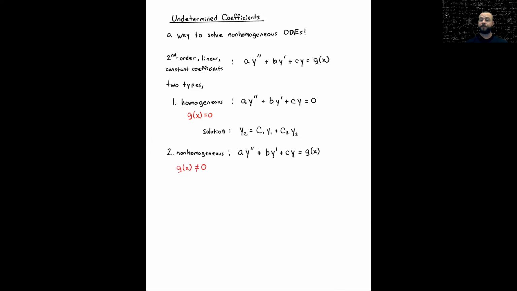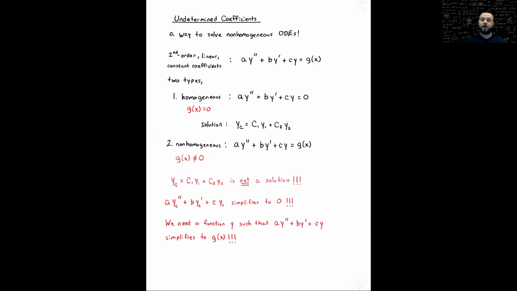All right, the topic for this lecture is non-homogeneous ODEs, where the right-hand side is not zero, so it could be any function of x. And what I want to point out is that the complementary solution is not a solution to this non-homogeneous ODE. The reason is that when you take the complementary solution, YC, which is a linear combination of Y1 and Y2, and plug it into the differential equation, y and its derivatives will simplify to zero.